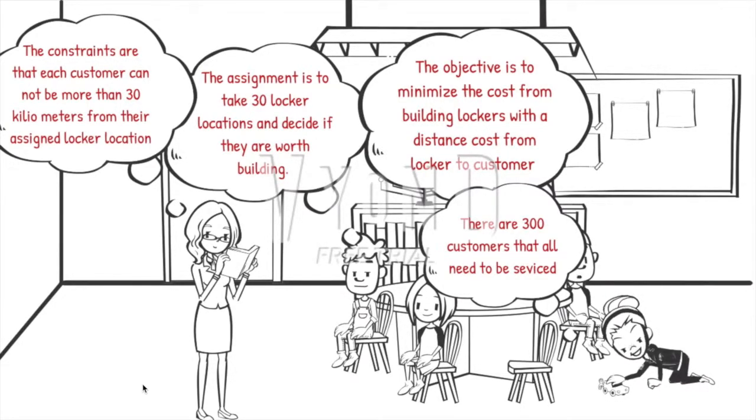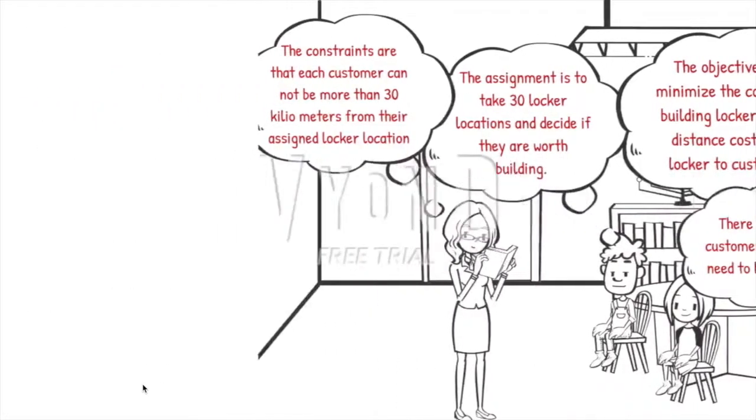Now, we do not need to build all 30 lockers because some of them might not be worth building based on the cost to benefit ratio. So the objective is to minimize the cost from building lockers with the distance cost from each locker to customer. So the assignment is to take 30 locker locations and decide if they are worth building or not.